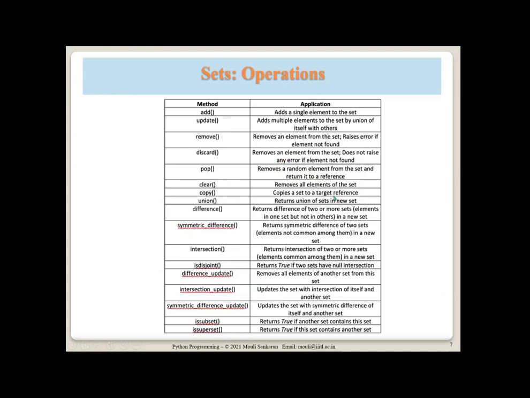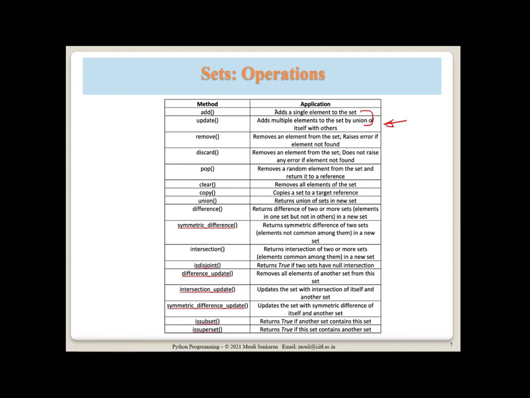So clear removes all the elements from a set. So that means it makes an empty set. Update adds multiple elements to the set by union of itself. Okay, so I will talk about this with an example, how these two are different. Okay, add and update are different. We will see with an example rather than going through it, but let me explain.